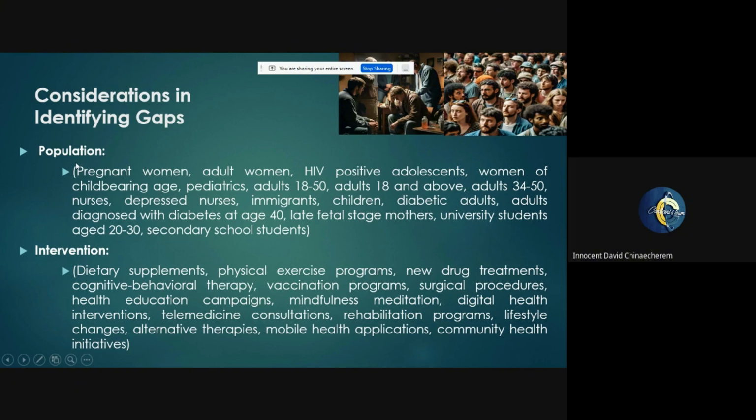So apart from population, what are other considerations that we need for identification of gaps? It is intervention. It can be anything, even beyond what I've projected here. It could be dietary supplements, physical exercise programs, new drugs coming into antiretroviral therapy, metformin, glyburide, paracetamol, whatever drug you want to put. Exercise could be specific, and much more, lots of them.